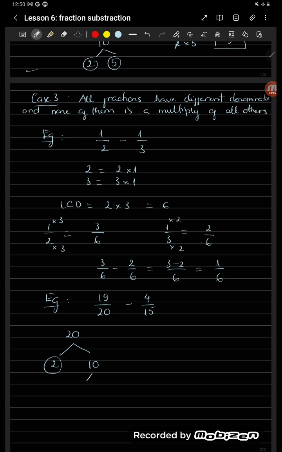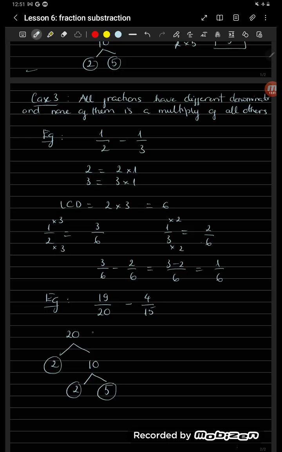So 10 can divide by 2 because it's an even number. An even number can always divide by 2. So the first number you always think about is 2. So 2 is a prime number, circle it. And 10 divided by 2 is 5, right? And now 5 is a prime number, so circle it, and that's it. We don't need to do anything else, because now all of them are prime numbers.